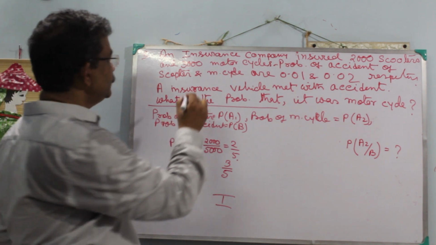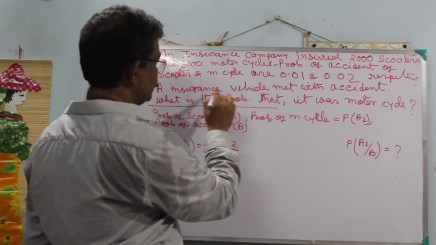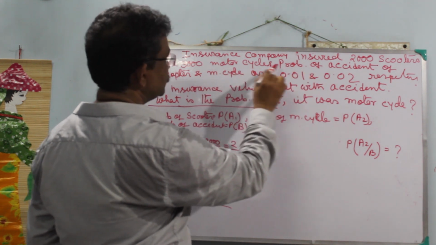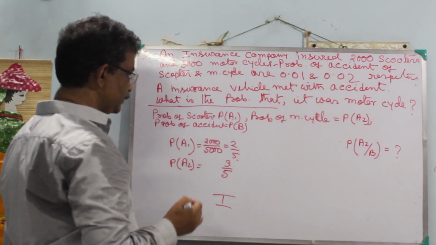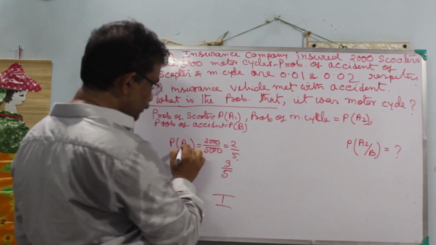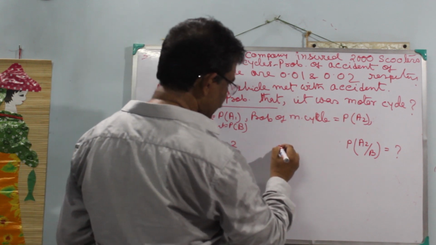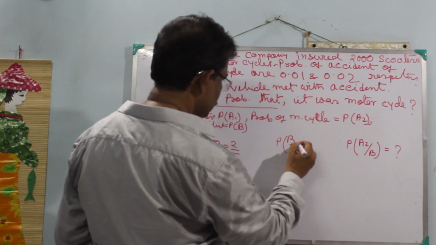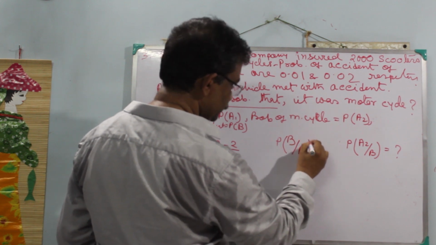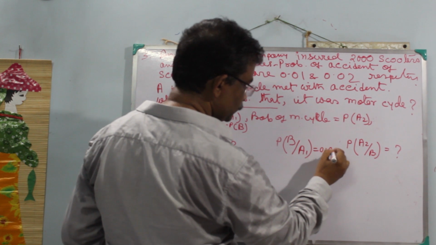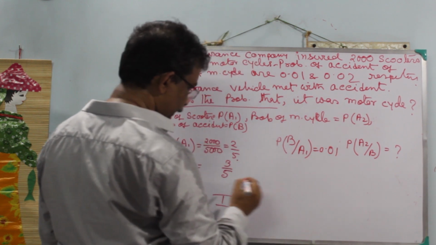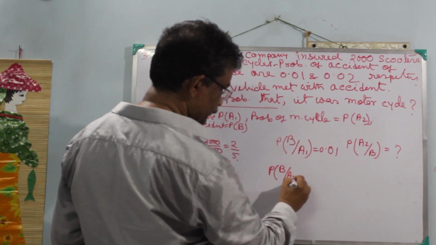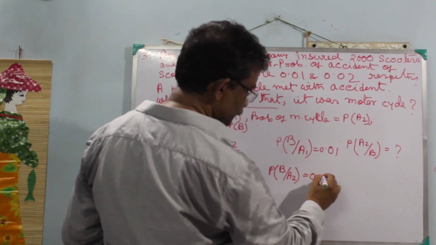So now it is given the probability of accident if it is a scooter. So probability of accident, let that be B, given scooter, is equal to 0.01, and the probability of accident when it was a motorcycle, A2, is equal to 0.02.